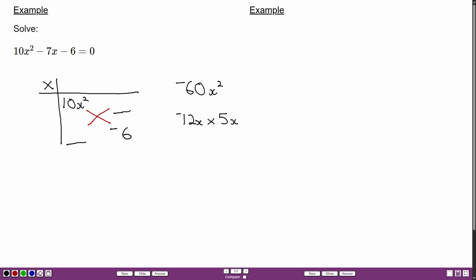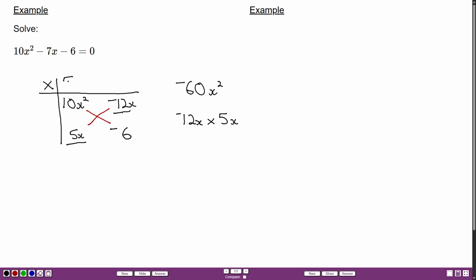And then I've done it. That gives me negative 60x squared when I times them together. But when I add them together, negative 12x plus 5x, that gives me negative 7x. Okay, we've found all our terms then. Now we just need to factorise out.